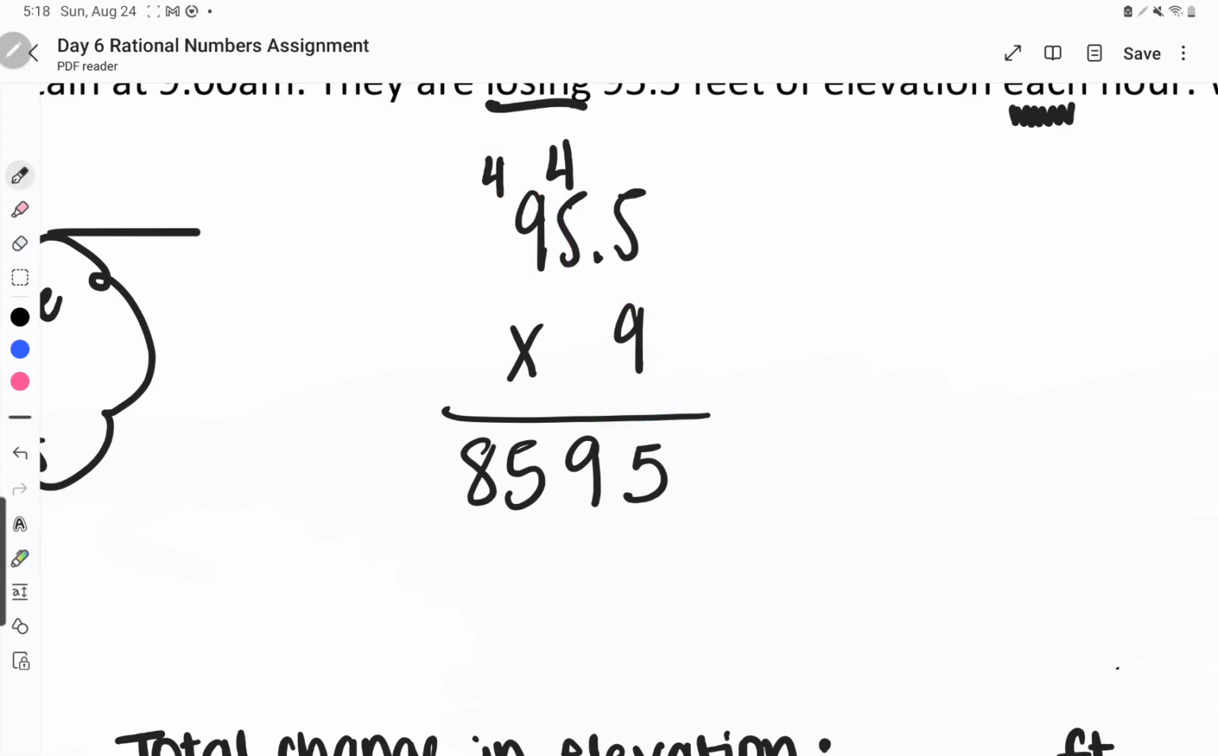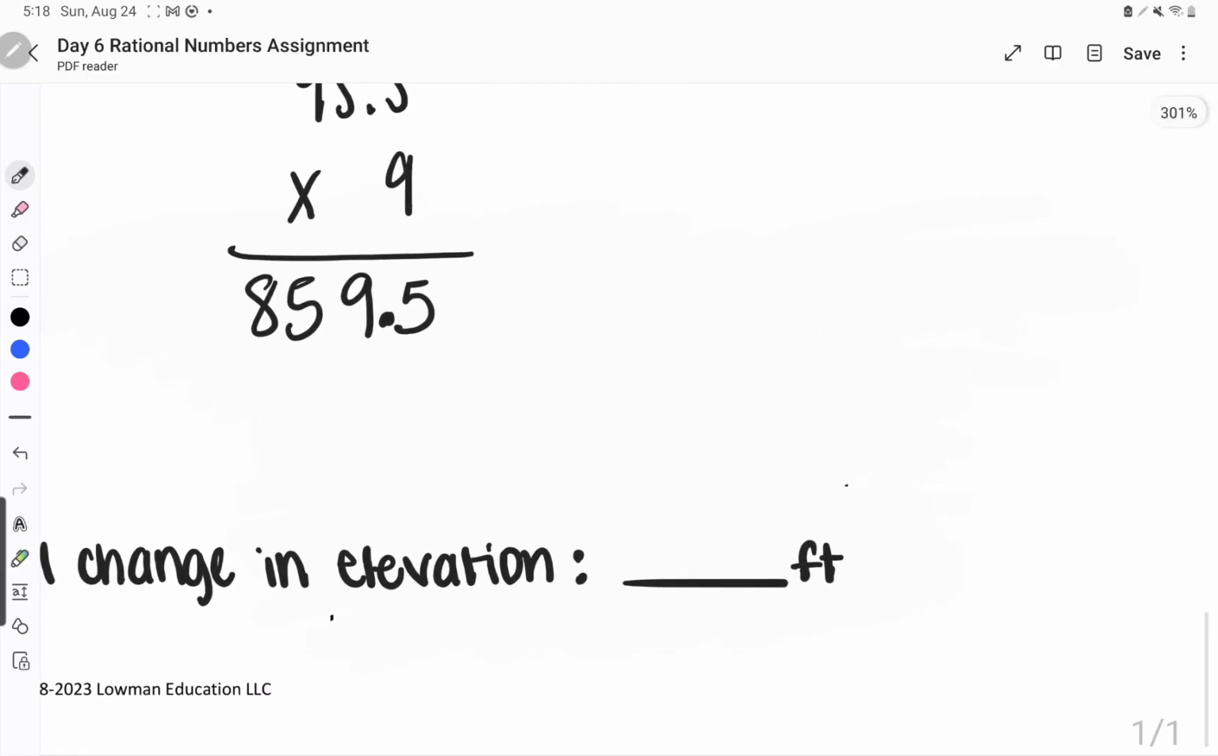How many decimal places do I have? I have 1 decimal place here, so I will have 1 decimal place in my answer. Now remember, we are losing feet, so they lost a total of 859.5 feet of elevation.